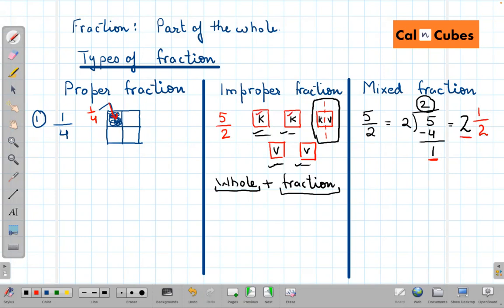Clear? Yes, ma'am. So in the improper fraction, the whole portions of apple are hidden. They are not visible. But in the mixed fraction, they are visible. Clear? Yes, ma'am. Just write this.